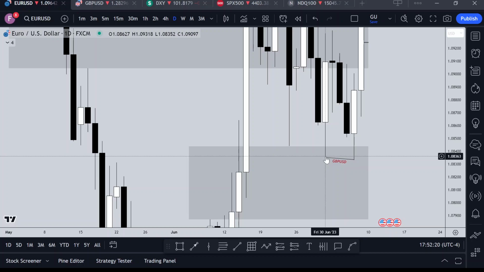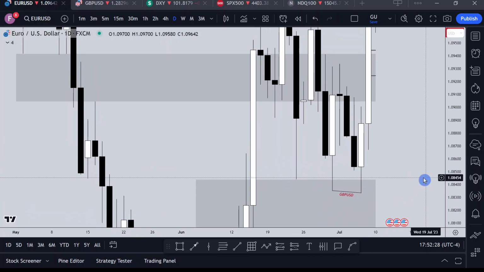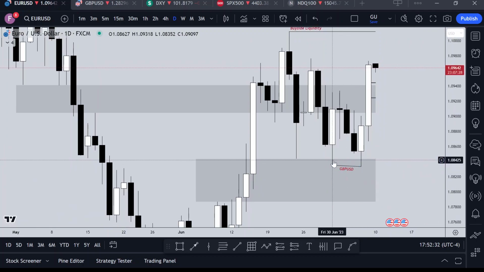When you check the pound dollar, there was an SMT divergence. That low was not swept. So there's an SMT divergence right here. I'll show you that on the pound soon. So as you can see, after the SMT divergence, price swept this low into the weekly fair value gap.